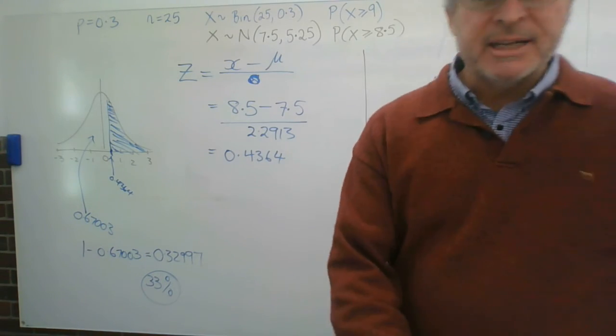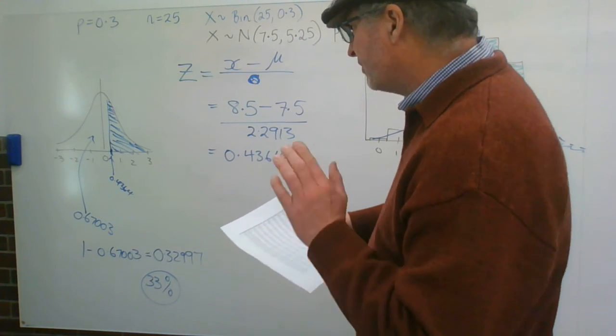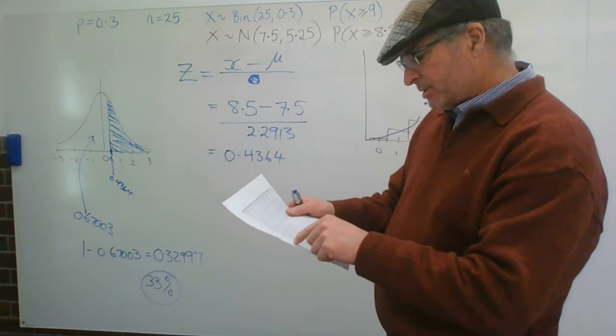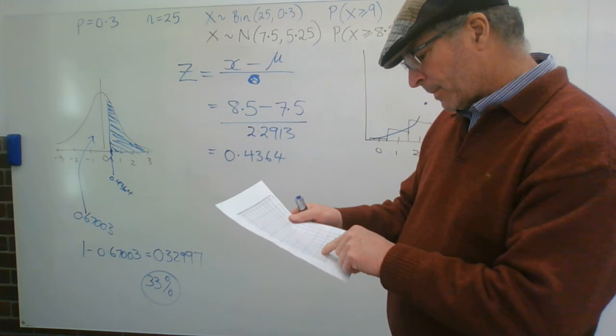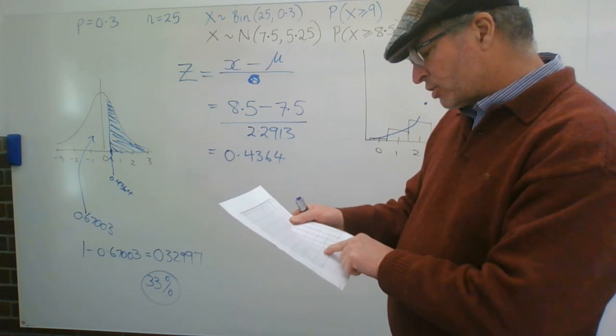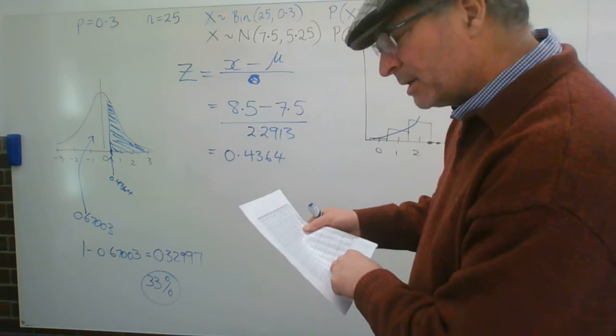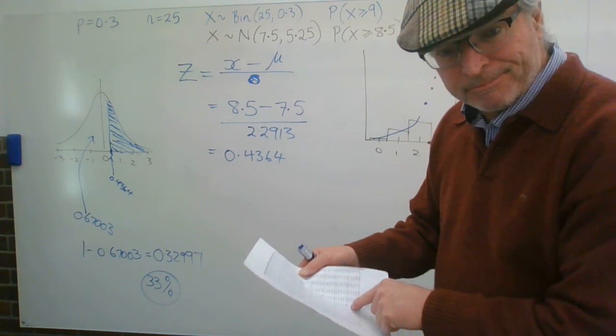What should have happened is if I went to negative 0.4364, so negative 0.44, I went straight to, and it says 0.32997. It goes straight to the answer.